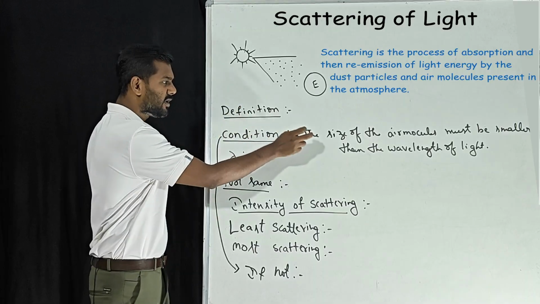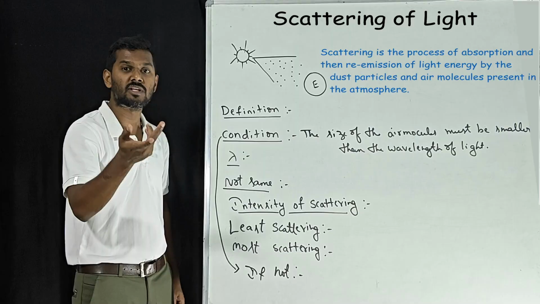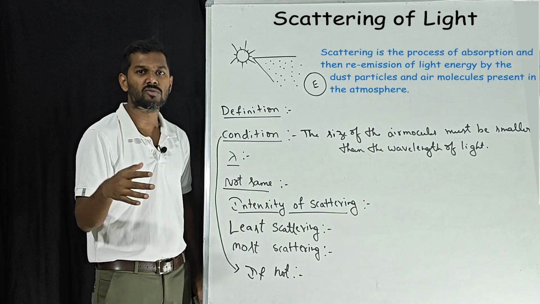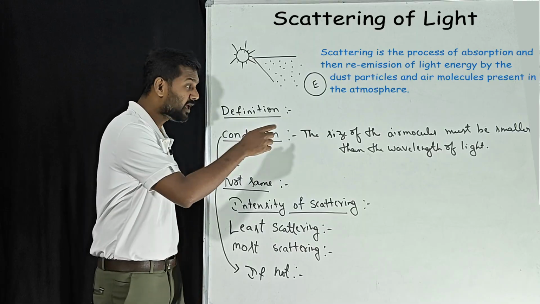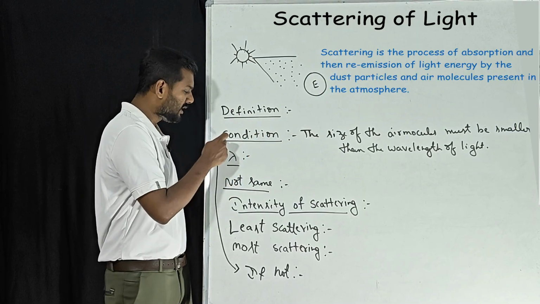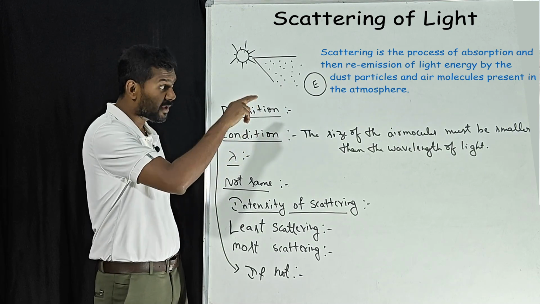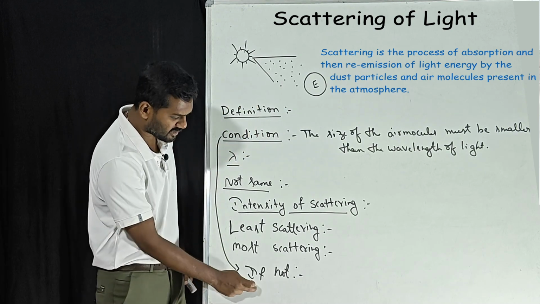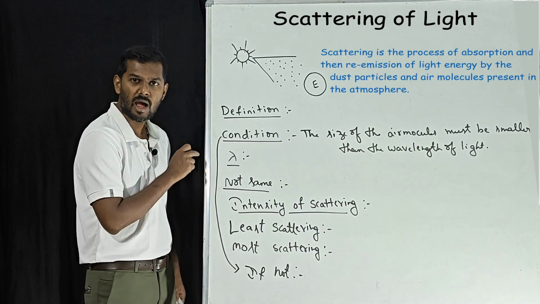This is a very important definition, and this is the condition. They can twist the question: if the size of the air molecules is bigger, then how much scattering can you expect? There you have to be very careful. What if the size of air molecules is bigger than the wavelength of light? That is what we are going to learn at the end. Why? Because before learning that we need some idea.